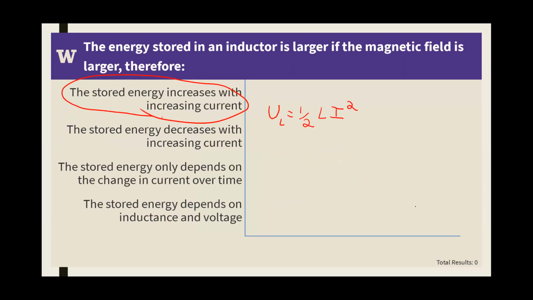For the inductor, the stored energy increases with increasing current. We may not have actually had a chance to get to this equation last quarter, but the energy stored in the inductor is given by the inductance times the current squared over 2.